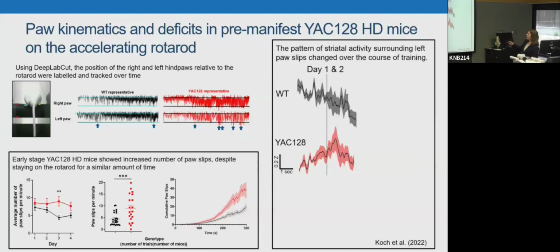So in wild type, not that much happens specific to the paw slip on early days of training. But in the YAC128, we see this elevation of activity right after the paw slip happens.